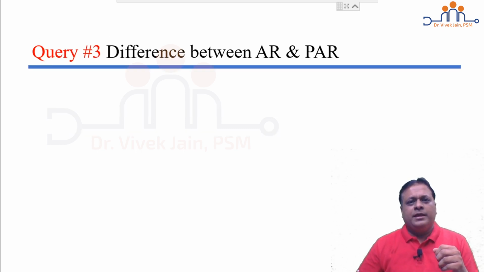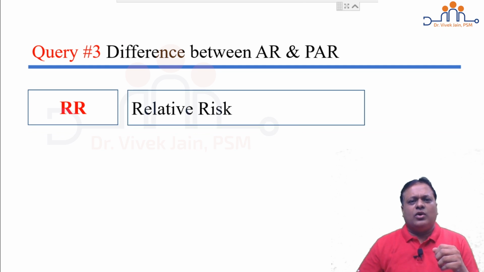So let us see. Friends, what is RR or relative risk? When you do a cohort study, first strength of association you can calculate is relative risk. What is the formula? Incidence in exposed divided by incidence in non-exposed. And what is the meaning? How many times disease is more common in exposed as compared to non-exposed?